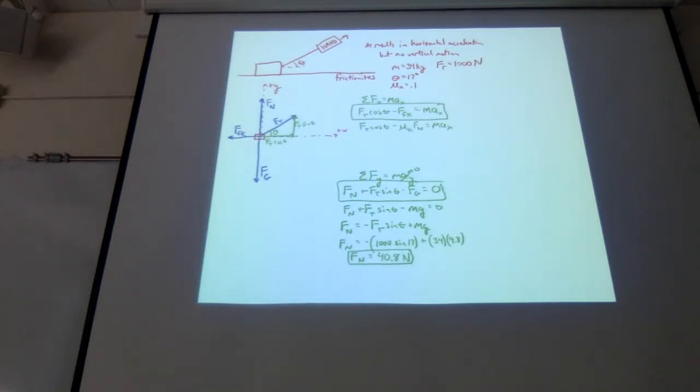Which means that I now have a number that will go up here and save us from the x direction. Okay? The other unknown that was there was the acceleration. So let's solve that first algebraically, which is Ft cosine theta minus mu k Fn, and divide the whole thing by m.